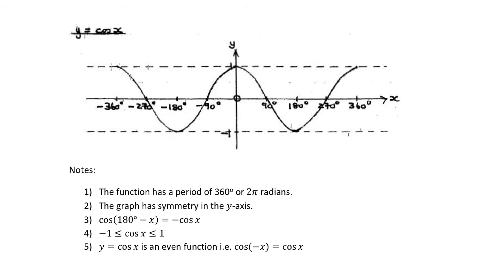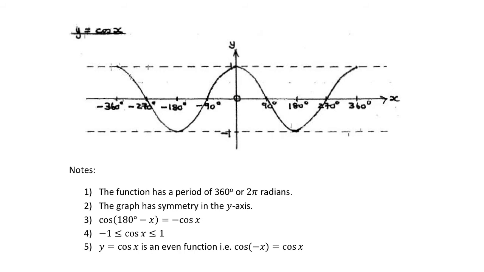So we have a similar story for cos x. We've got a period of 360 degrees or 2 pi radians. The graph has symmetry about the y-axis, so we can clearly see that's symmetrical. The cos of 180 minus x is the same as the minus cos of x. Also the amplitude, so it's an amplitude of 1, and the range is between -1 and 1.